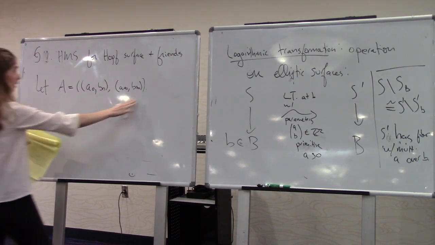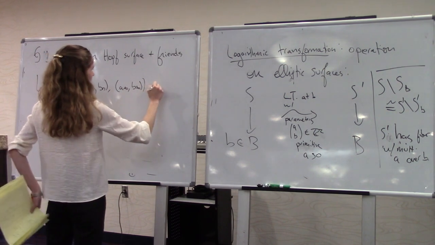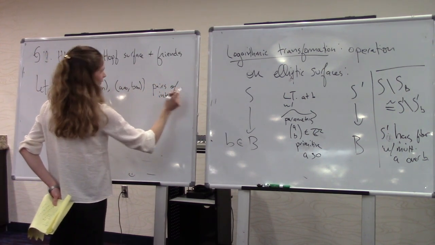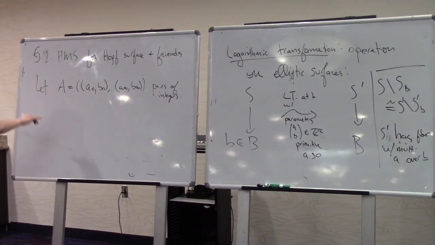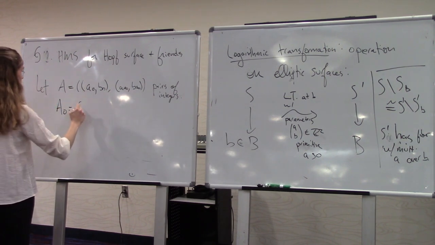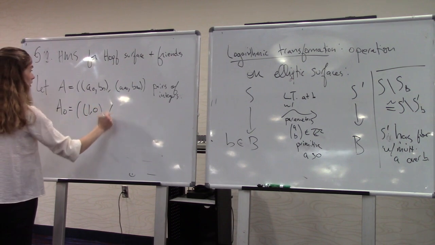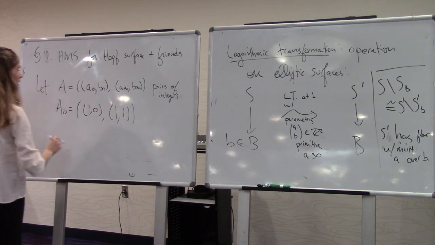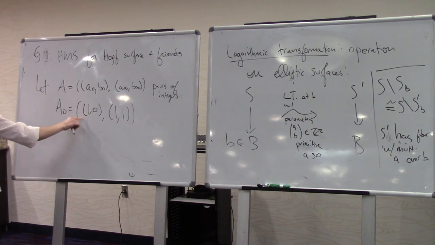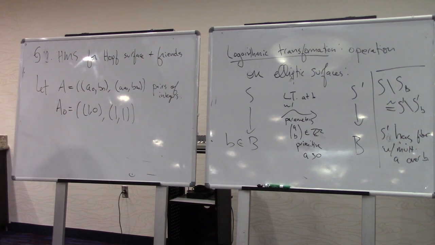But okay, so these are pairs of integers, two pairs of integers, and they're primitive, and have these first ones not equal to 0, so you can do log transforms with these parameters. And then let A naught be equal to the pair 1, 0, 1, 1. And I should note that doing a log transform from there, 1, 0, is trivial.